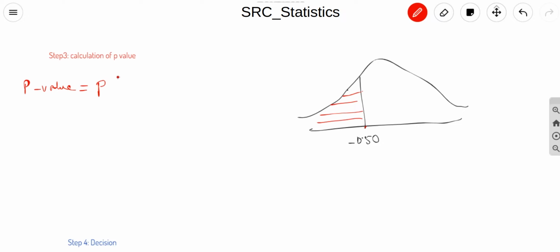So the formula for the p-value is the probability that Z is less than negative 0.50. We have already got this value from the earlier problem, that is 0.3085. So the calculated value of p is 0.3085. This area is 0.3085 and this is the p-value.